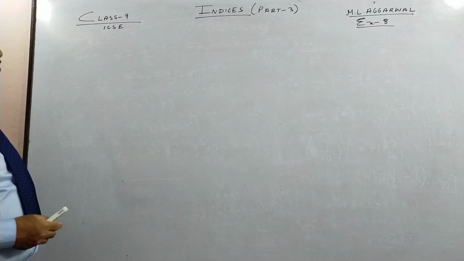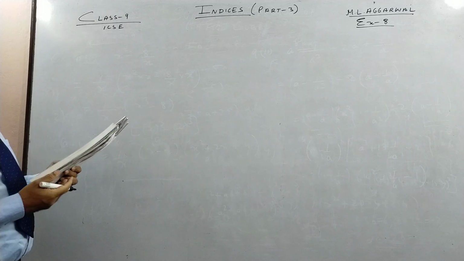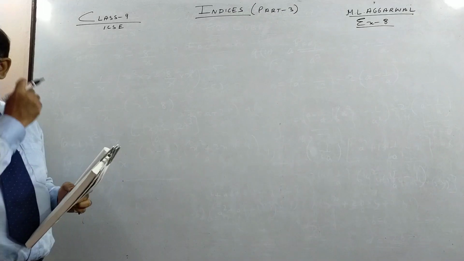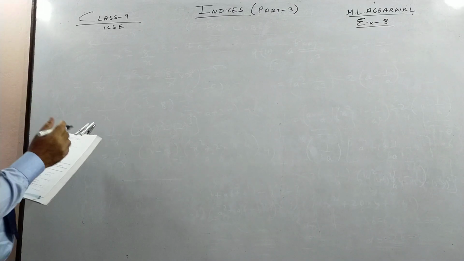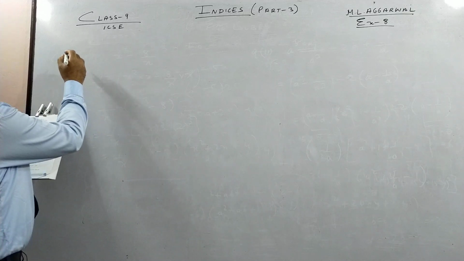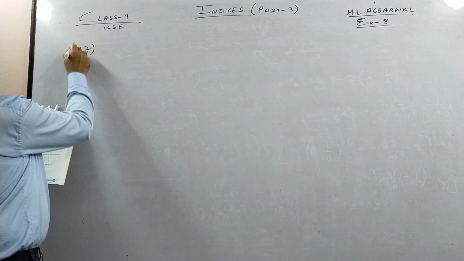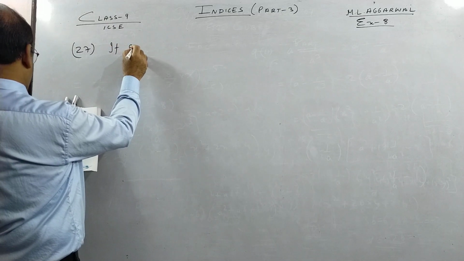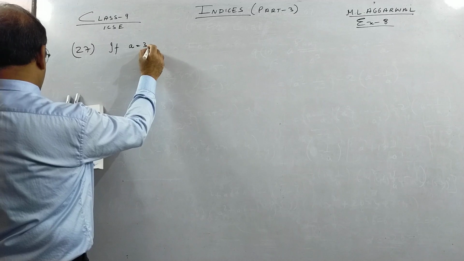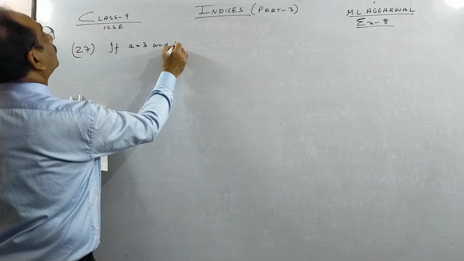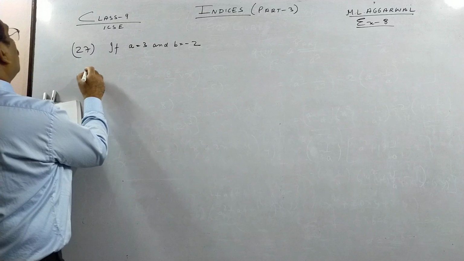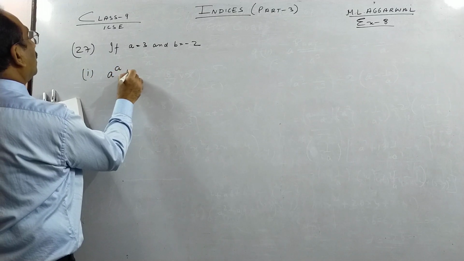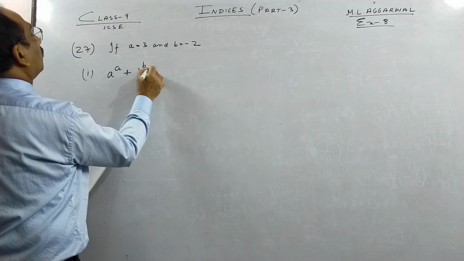So here I go to the little harder part from this chapter of Indices. In my part 2, if you have seen, I have done up to question 24. Here I start with question 27. Question 27 says that if a is 3 and b is -2, in the first part we have to find a to the power a plus b to the power b.